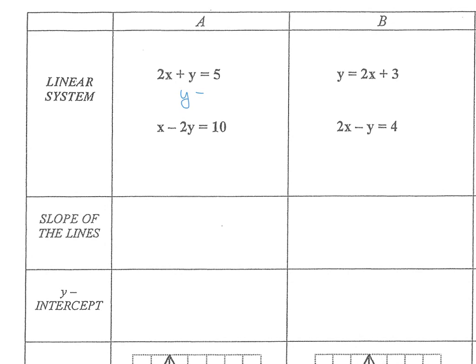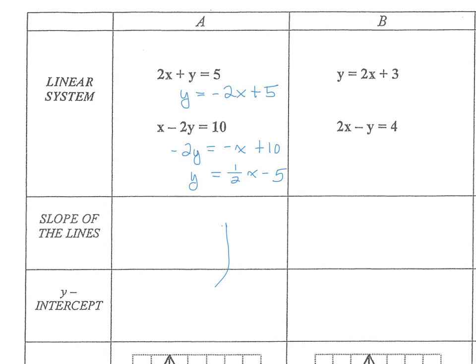So this is y equals negative 2x plus 5. The other line, when we rearrange this one, we'll have negative 2y equals negative x plus 10. Divide everything by negative 2, and we'll have y equals 1/2 x minus 5. So we've got our two lines, and all we've done is rearrange them to put them into slope-intercept form.